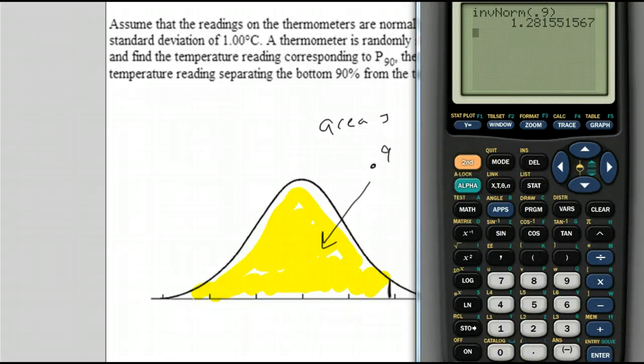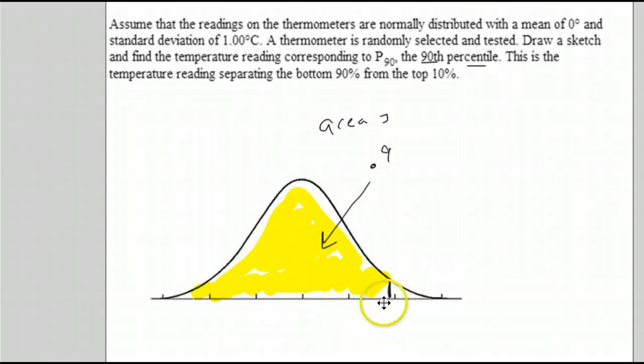So 1.28. I'm way over here to where I shouldn't be, but that's the z-score that we're looking for. That's the 90th percentile for these thermometers. 90% of thermometers are going to read less than 1.28 degrees when water boils, basically. That's what that would interpret here in this one. Now if this is 90, this up here is 10%. That's in the upper tail. Okay, so we're splitting apart the lower 90 from the upper 10. And that's what this last thing's saying.